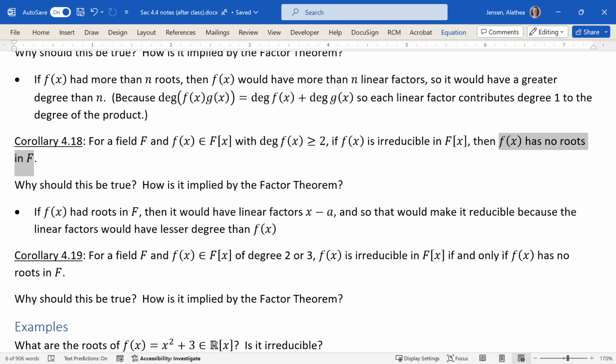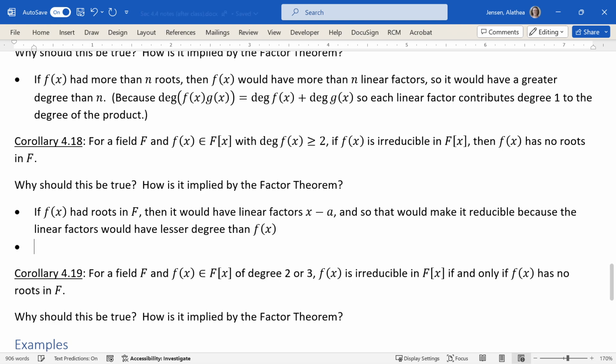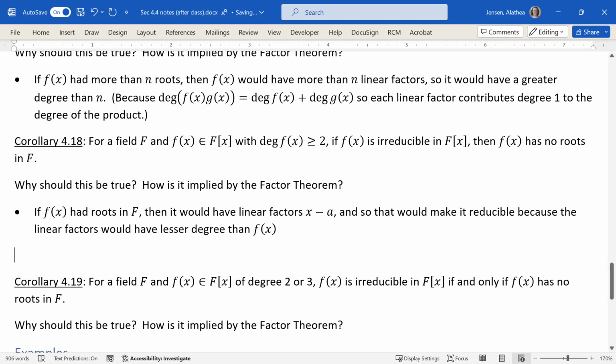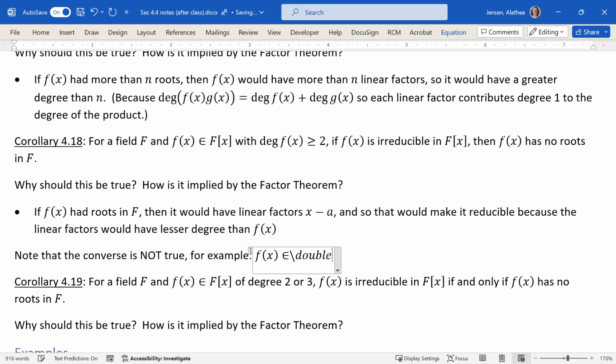So for example, let me actually put a note about this here so I'm not just saying a bunch of stuff that you're going to forget about. Note that the converse is not true. For example, f of x in, if we're doing the real numbers, could be x squared plus 1, x squared plus 2.